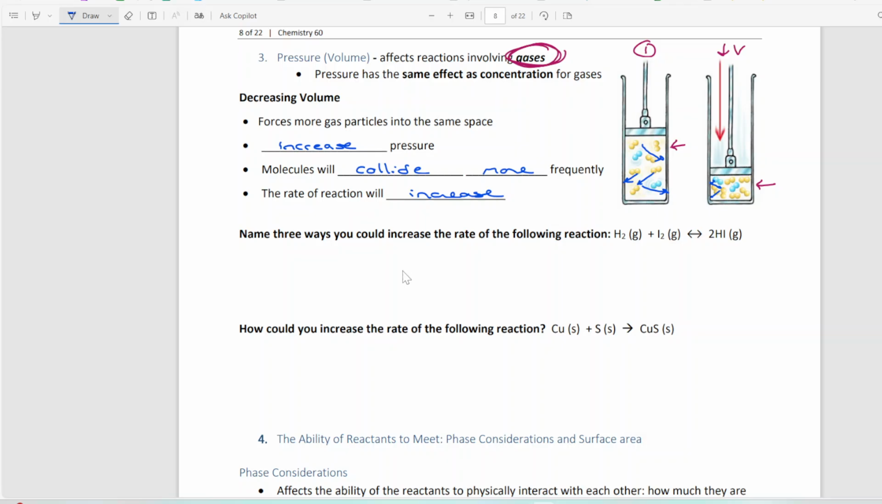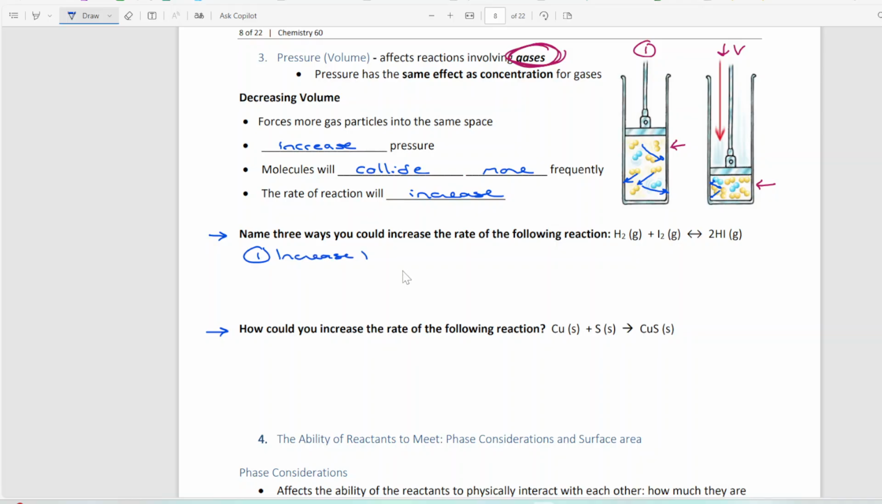Okay, so we're going to do a little mini break here. So we're going to ask two questions before we go on and talk about the last few ways of increasing reaction rate. I'm going to give you two reactions, and we're going to look at which of these three methods could be used to raise the rate of reaction in these. So first one, temperature. If you increase the temperature, I'm going to write that. Number one would be increased temperature.